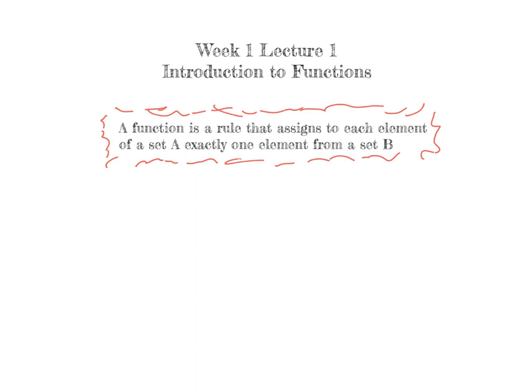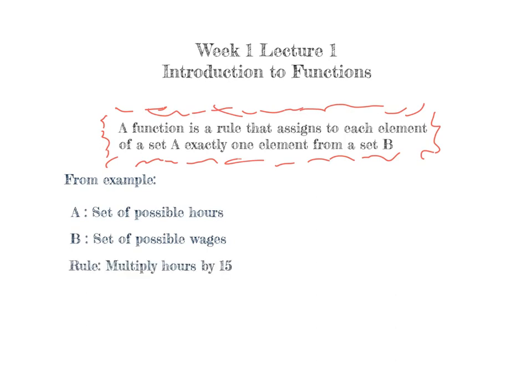This example illustrates the following definition of a function. A function is a rule that assigns to each element of a set A exactly one element from another set B. In our example, set A is a set of values representing possible hours one can work, while set B is a set of corresponding monetary values. The rule is simply multiply the number of hours worked by 15. It's important to note that the term rule is quite general, and we need not be able to write an equation for it. All that matters is that each element of A is paired with exactly one element from B.